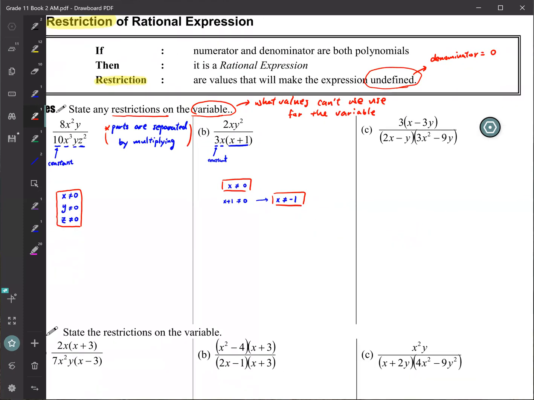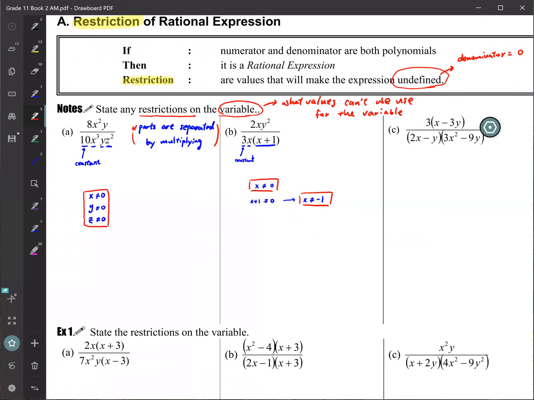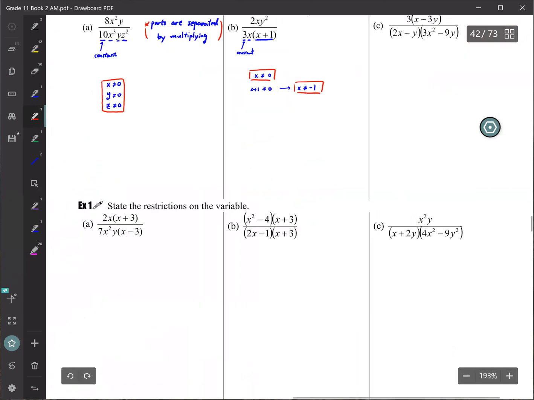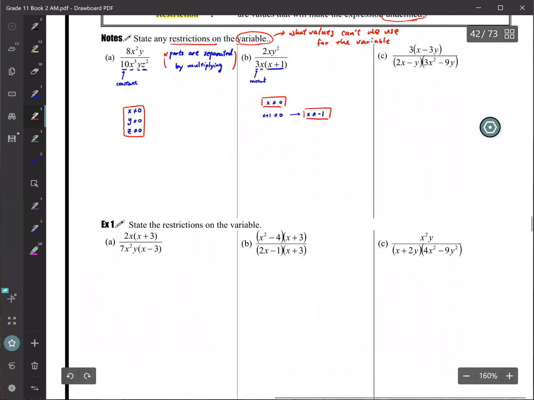Let me have you try a few questions first, and then we'll talk about the third one, okay? So please do question A and B at the bottom. I'll let you try these two, write out all the restrictions and raise your hand. We'll check those two questions before we look at C.